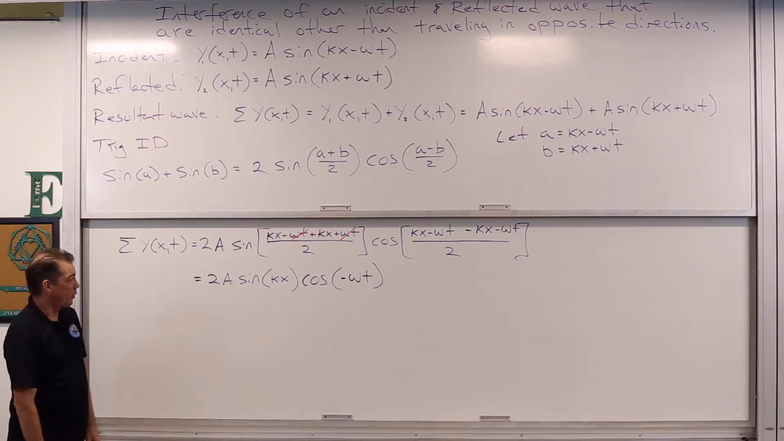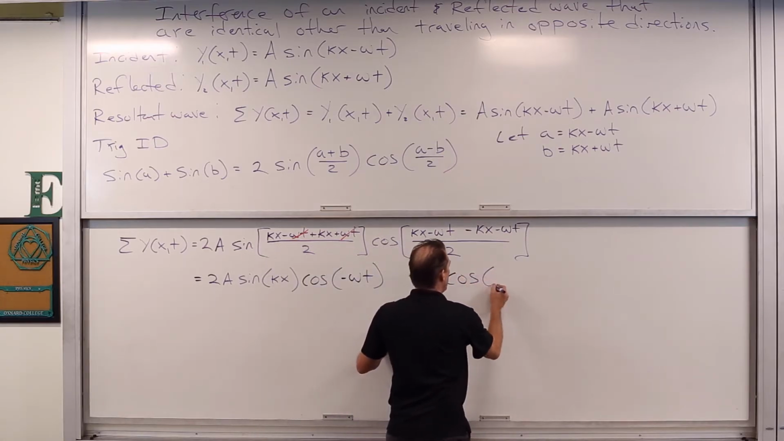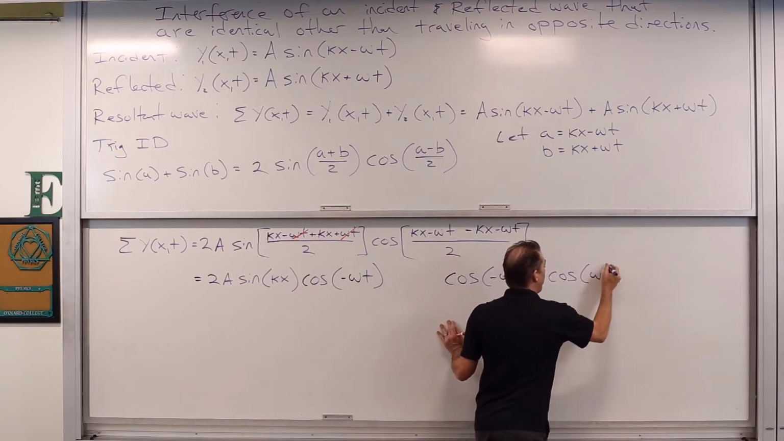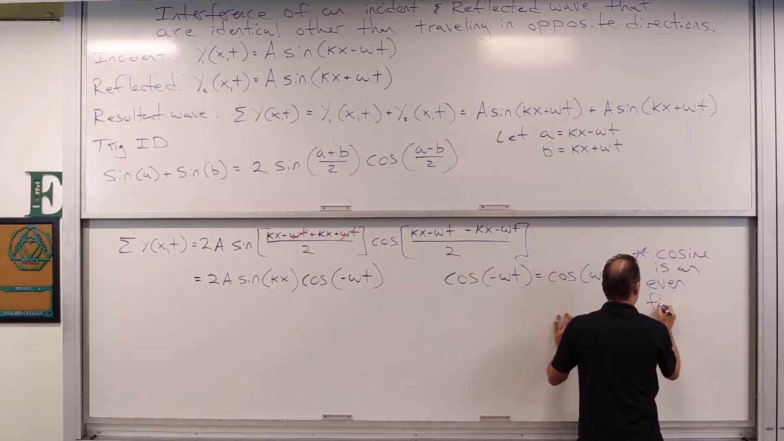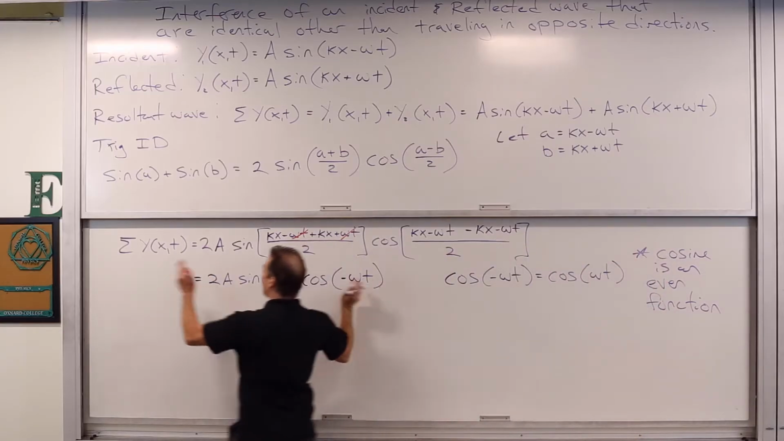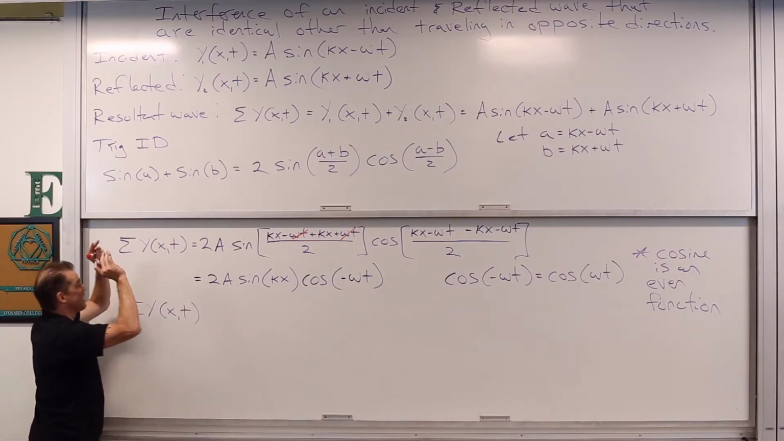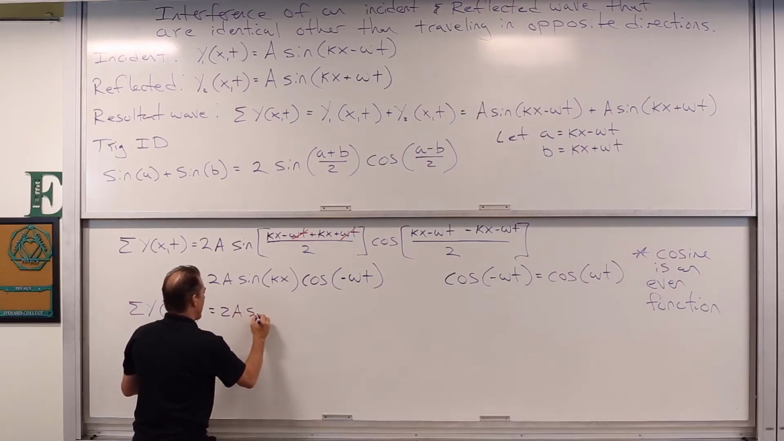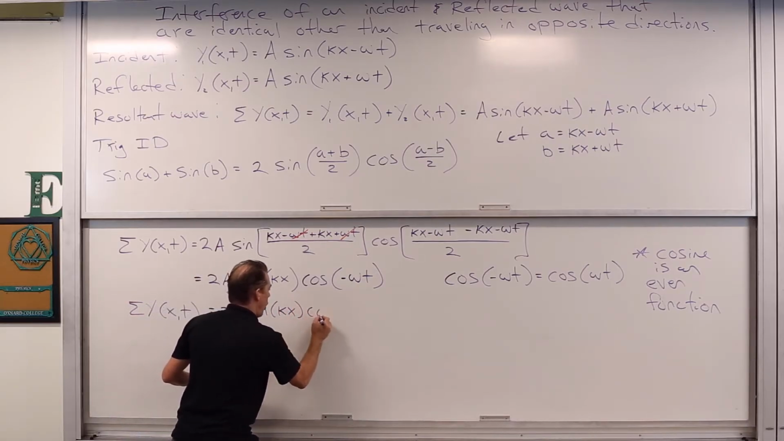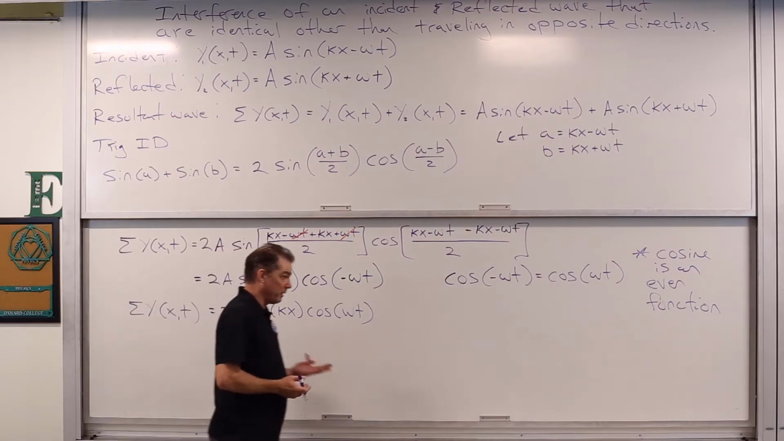What are we going to do with the minus sign in there? Well, cosine is an even function, right? So the cosine of minus omega t is the same thing as the cosine of plus omega t. Cosine is an even function. So in the end, sigma y of x and t, the resultant wave that is the sum of the two individual waves through space and time, is going to be equal to 2A times the sine of kx times the cosine of omega t.